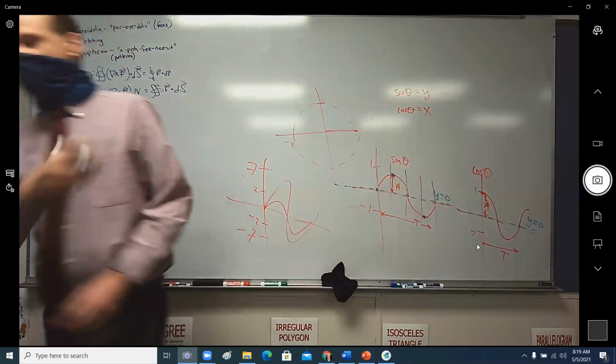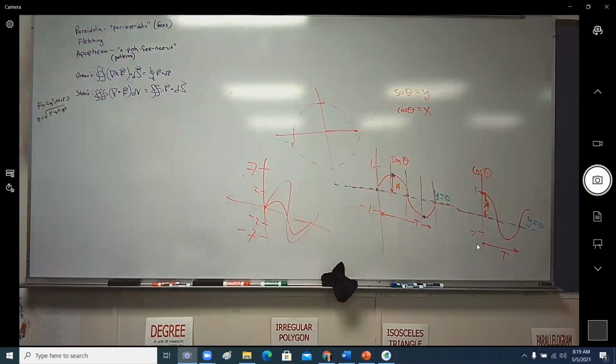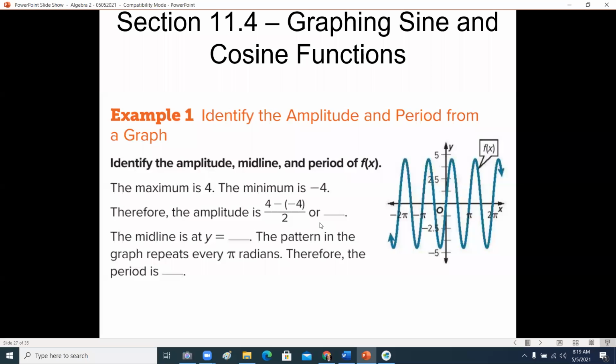So every 1/4 of the way through of these all the time, you will always have something interesting happen, either extrema or something like that. So let's look at some practice problems now. Here we go. Example 1.